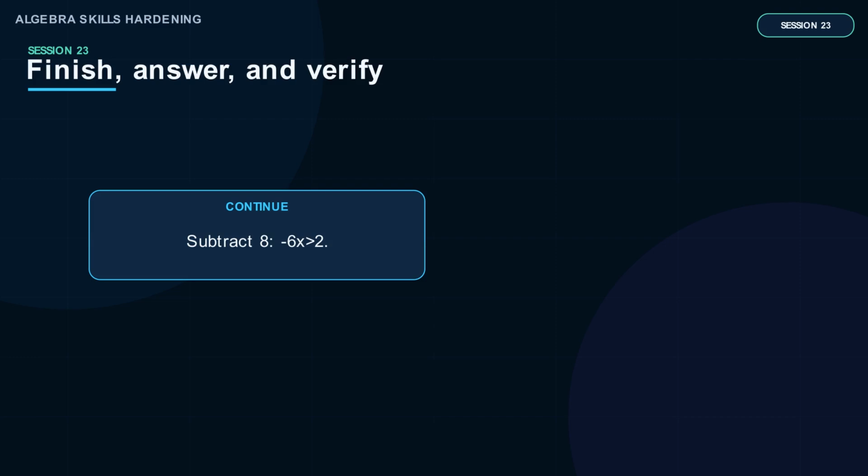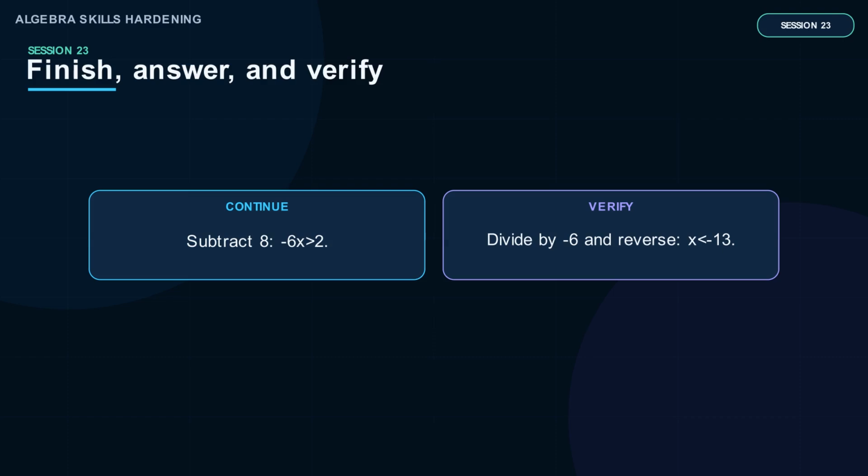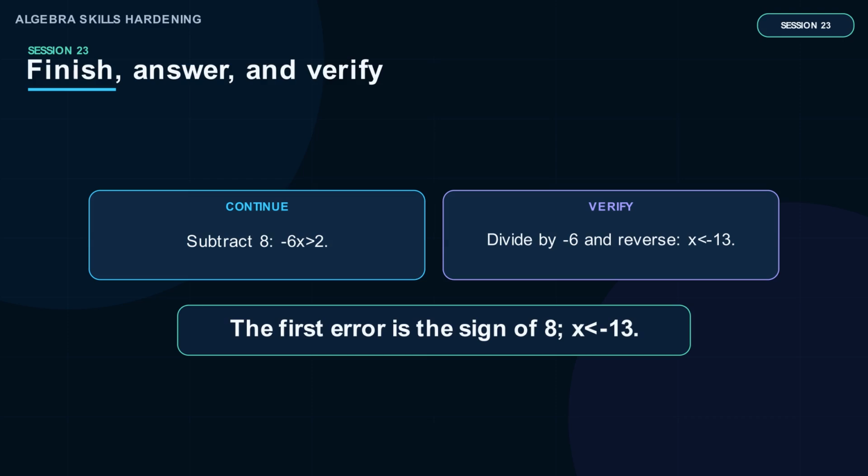Complete the argument. Divide by -6 and reverse the inequality: x < -1/3. This is part of the solution, not decoration. The final answer is: the first error is the sign of 8, and x < -1/3. Compare it with the requested variable, expression, unit, interval, or classification. Verify from another direction. Substitute, compare representations, inspect units, or test a boundary. Prove that the result satisfies the original conditions.